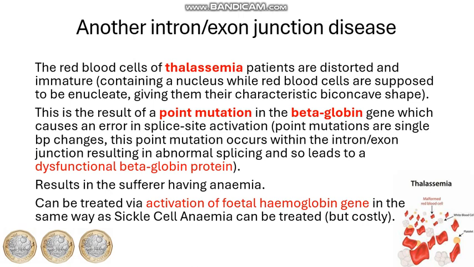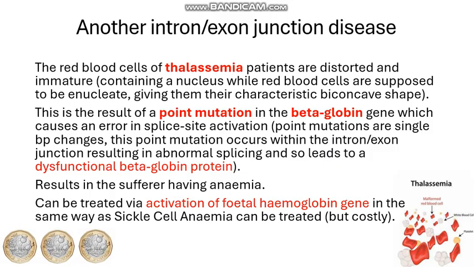So what is this mutation doing? It's a point mutation at the splice site of the beta globin gene, resulting in one of the introns not being removed. It's caused by a single base pair mutation, which we call a point mutation, and this mutation occurs within the intron-exon junction, resulting in abnormal splicing, so an intron is not removed because of this point mutation, and leading to a dysfunctional beta globin protein.